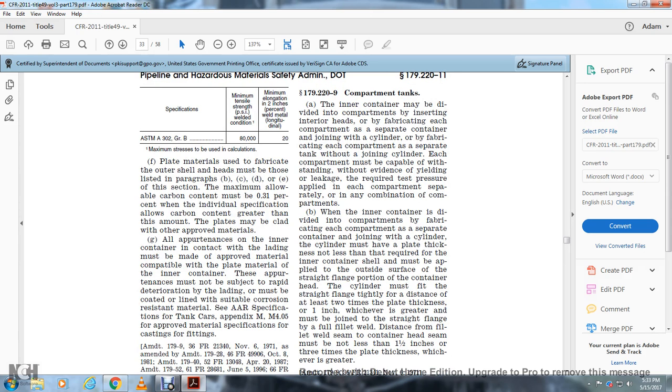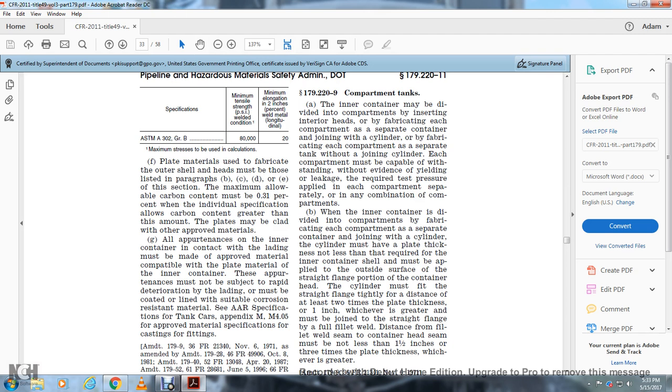Plate materials used to fabricate the outer shell and head must be those listed in paragraphs B, C, D, and E of this section. Maximum allowable carbon content must be within 0.03 percent of the individual specification. Plates with carbon content greater than this amount may be used with other approved material.